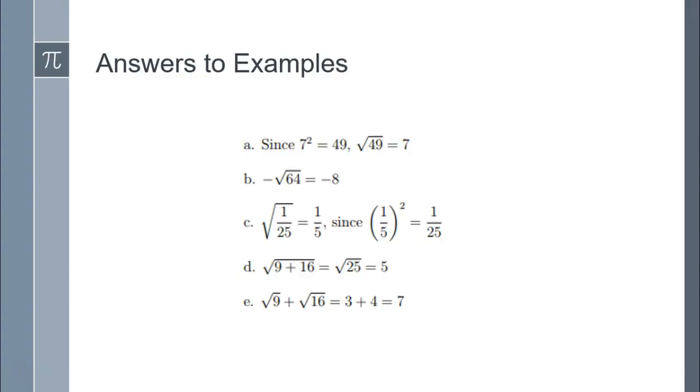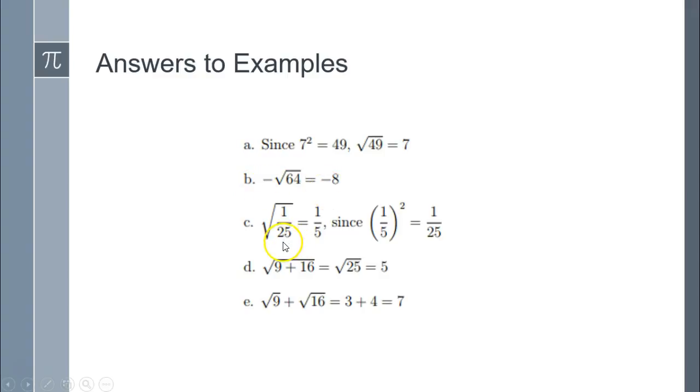Your calculator probably has a button for square root, and if you put in the square root of 49, you'll get 7. You should know your perfect squares. I will make a table of perfect squares and perfect cubes available to you on our website, and if you don't know them, you can use that for reference as you do your homework, but really try to learn them. So B is one of those two-step problems. First, I take the square root of 64 because the radical is a grouping symbol, and then I take the negative of that.